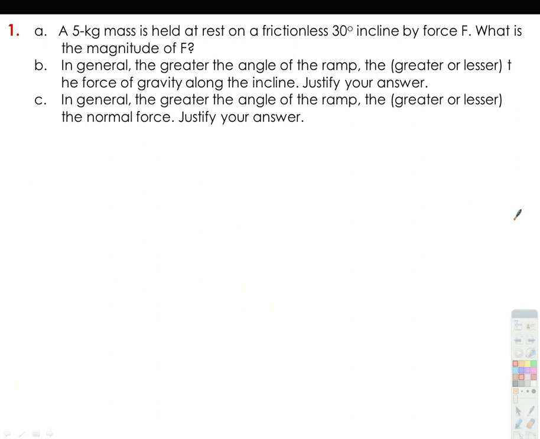All right, now number one. A 5 kilogram mass is held at rest on a frictionless 30-degree incline by a force F. What is the magnitude of F?